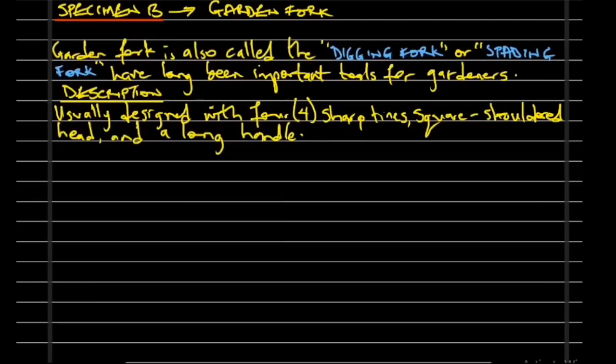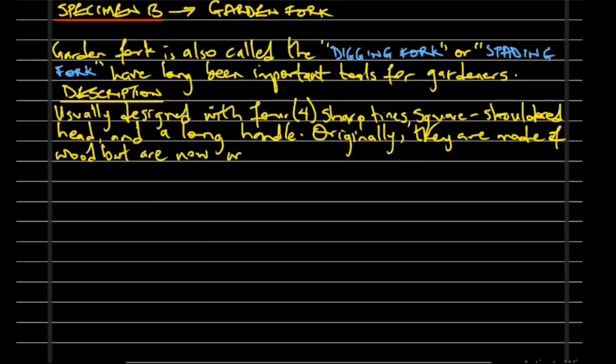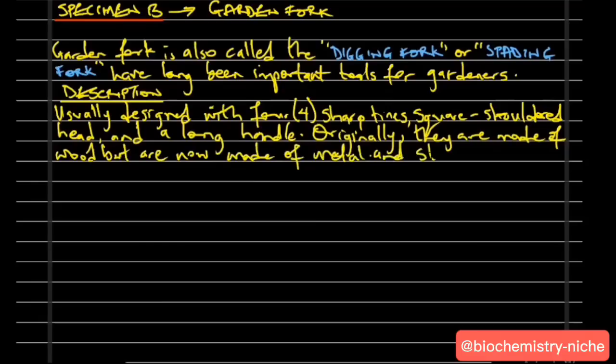Okay, let me quickly say this. Originally, they are made of wood, but the majority are now made of metal or steel. Yes, when the garden forks were originally made, they were made of wood, but now we have metal parts and steel in this particular instrument.